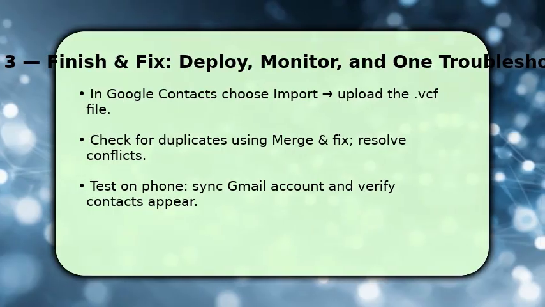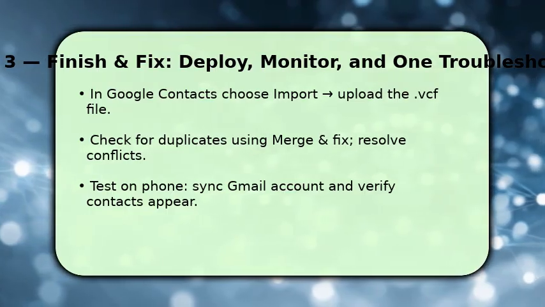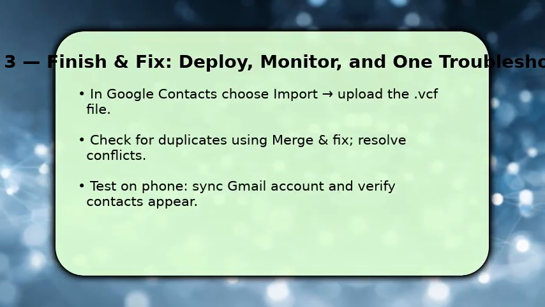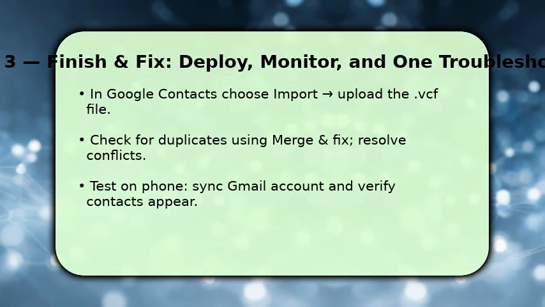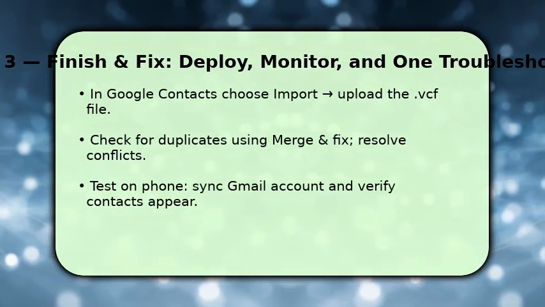Then, on your phone, add or enable the same Gmail account under Settings, right arrow Contacts, and toggle Sync on. Finally, open Contacts to confirm entries appear. If some contacts don't show, force a sync or re-import the VCF. That usually fixes missed records.